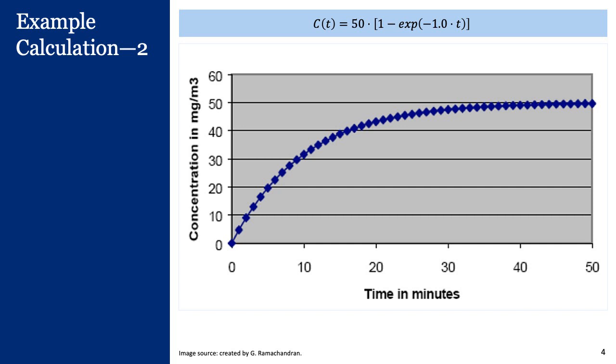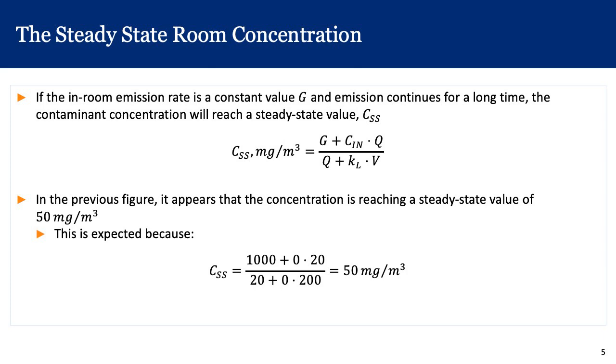As we go further and further in time, the processes that are adding contaminant and removing contaminant are getting more and more in balance. And then finally, we reach a point asymptotically when the contaminant adding processes and the contaminant removing processes reach a balance. And at that point, the concentration cannot increase beyond 50 milligrams per cubic meter. At that point, the room concentration reaches what is known as steady state condition.